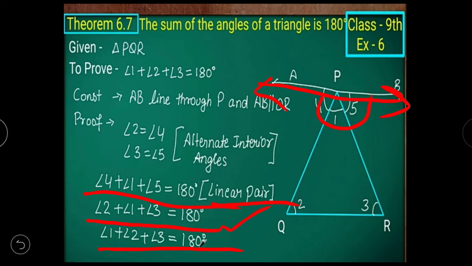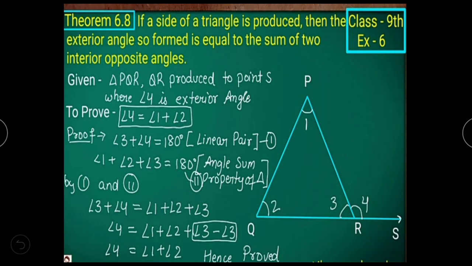Now we are moving to theorem 6.8. Theorem 6.8 states that if a side of a triangle is produced, then the exterior angle so formed is equal to the sum of two interior opposite angles.